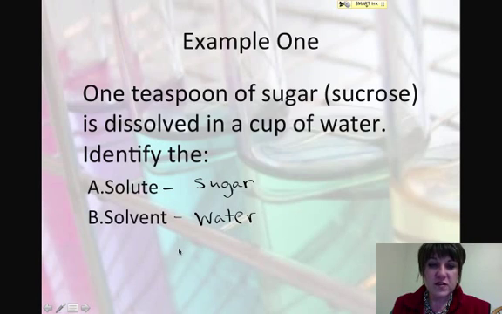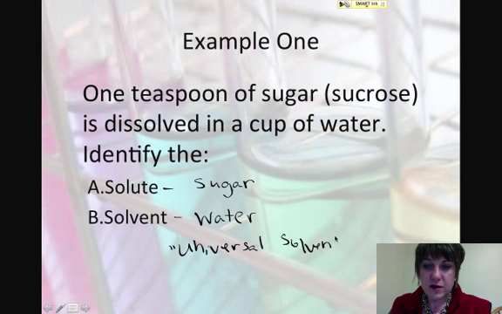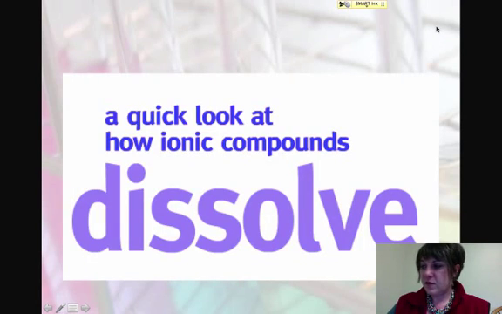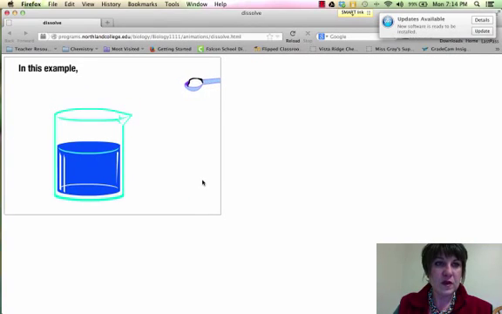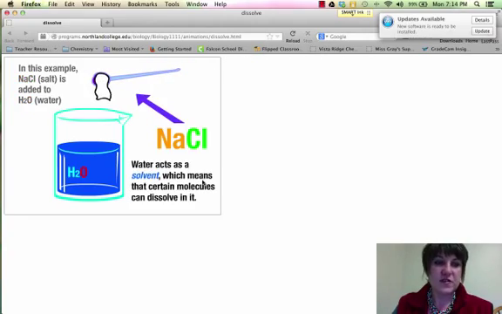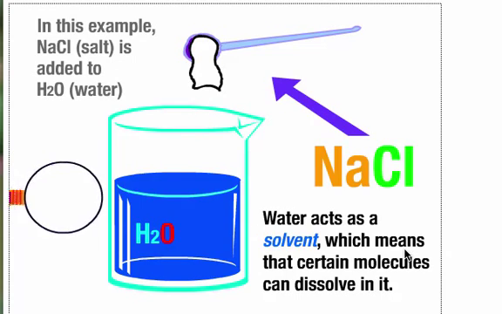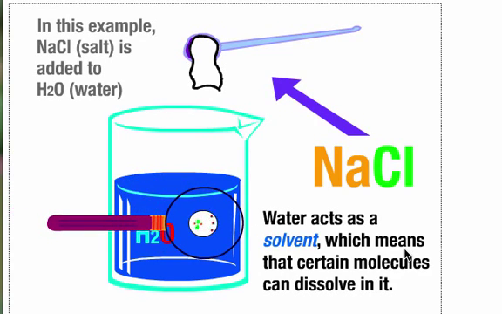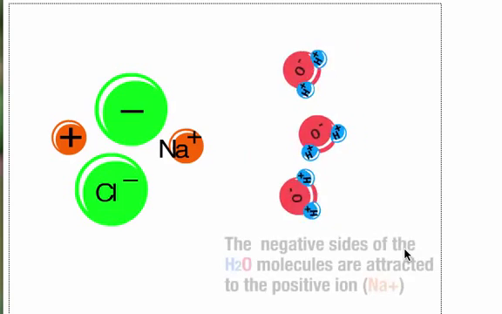Water is such a good solvent that it's sometimes called the universal solvent because it can dissolve so many different types of things. And that makes water really important for life as we know it on Earth. So let's have a look at how ionic compounds actually dissolve. So the first thing that has to happen is that we would add the solute to the solvent. In this case, the solvent is water, and the sodium chloride is the thing being dissolved.